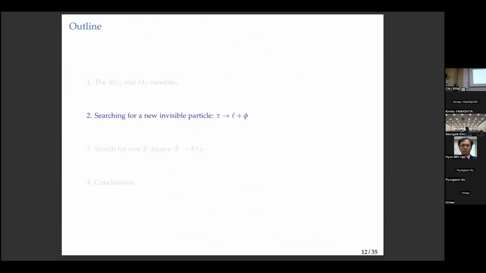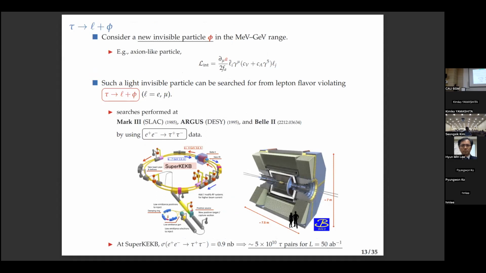So, one example is tau to L plus phi. Here, phi corresponds to the alpha in the previous talk. We are considering some new invisible particle phi at the MeV to GeV level. A good example is the axion-like particle. Such a light invisible particle can be searched for in the lepton flavor violating process tau to L phi. Here L is an electron or muon. And as Professor Kwon already presented, this was already searched for by Mark III, ARGUS, and Belle II.